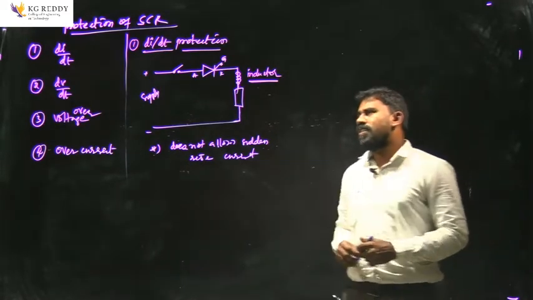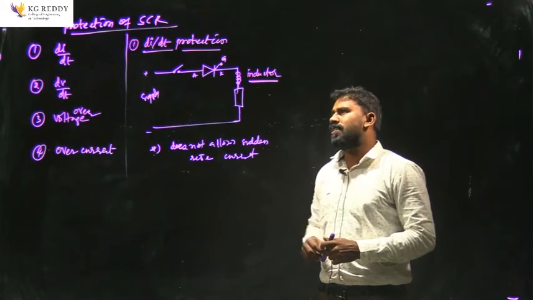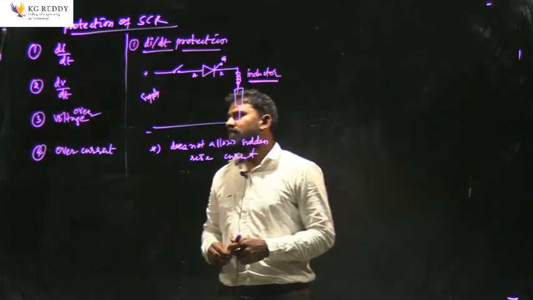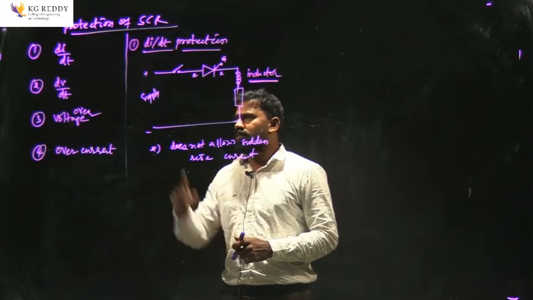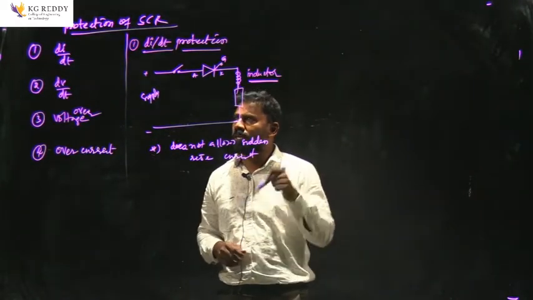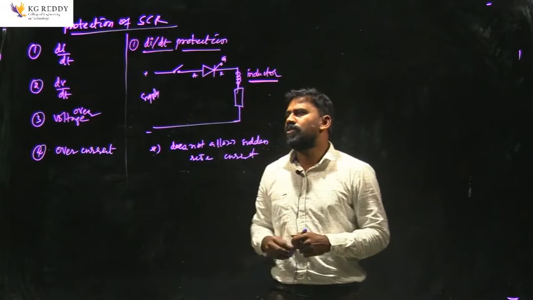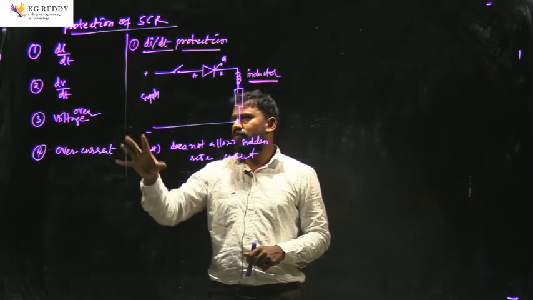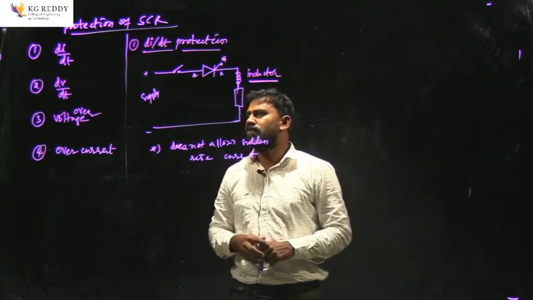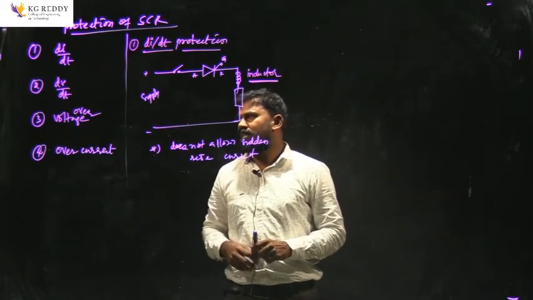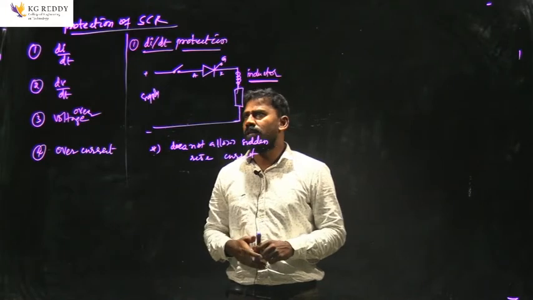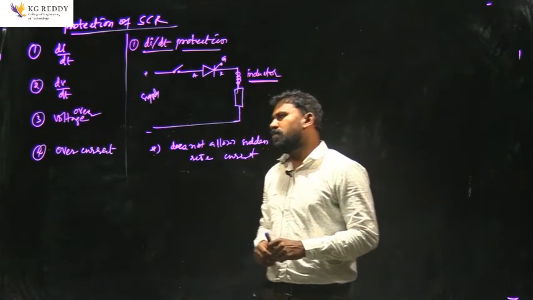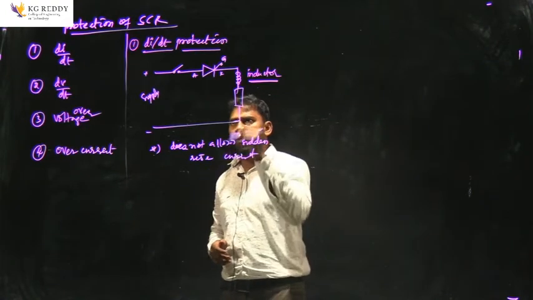So already I spoke about SCR protection. Here we are dealing with di/dt, dv/dt, over voltage and over current. These are the problems we face in power electronics while turning on the SCR. So we are going to provide protection from di/dt, dv/dt, over voltage and over current. How are we going to provide this protection? Now we can see here.